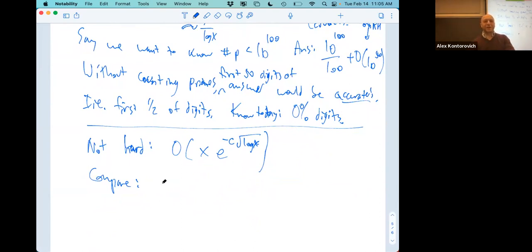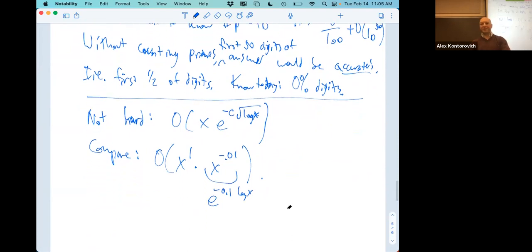So compare that to big O of x to the 1 times x to the minus 0.01, which is what that 99 is, if we knew 1% of the digits to accuracy. If I write this as e to the minus 0.1 log x, you can see the difference. So this is a thing that has a constant log x. This is a thing that's a constant log to the 1/2 or 3/5 x. So this is a much more slowly growing function, which means this is a much more slowly decaying function.